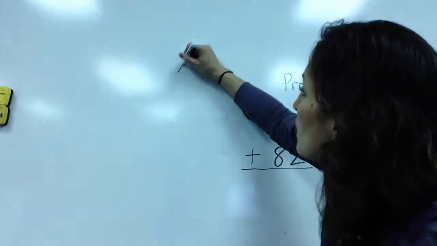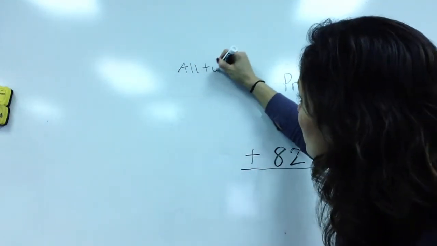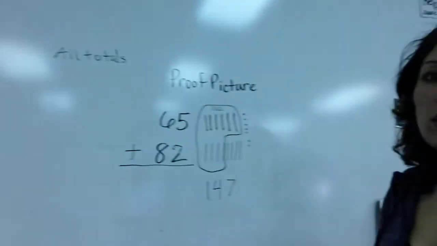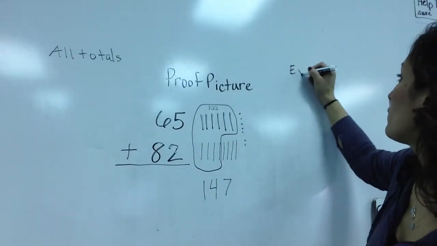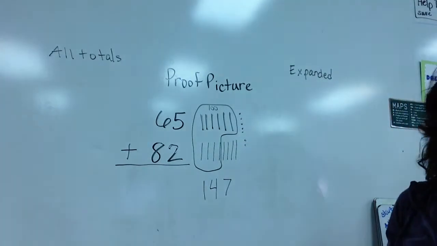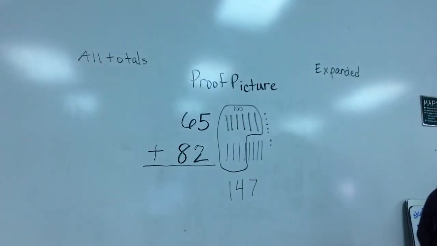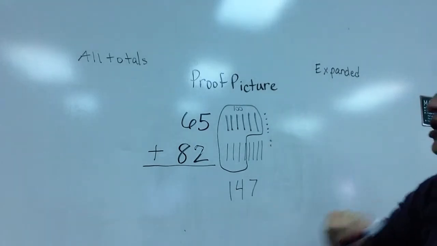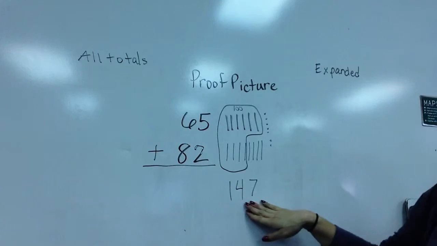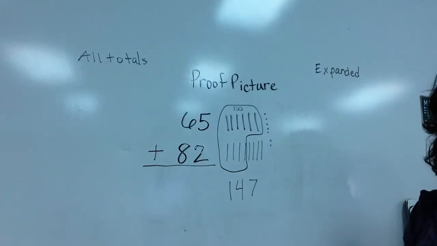One of our strategies was called all totals, and the other was called expanded. Our sums or our totals, when we do the expanded strategy or the all total strategy, should match our total from our proof picture. Let's check it out.